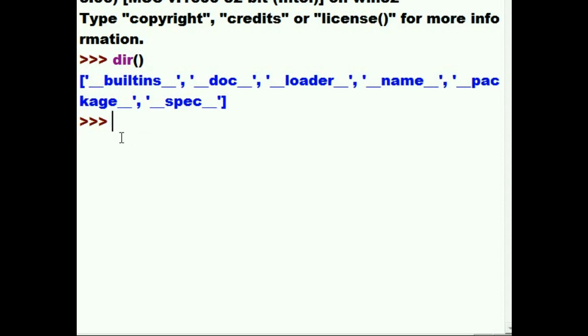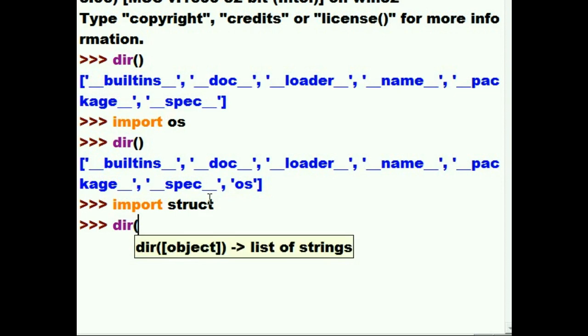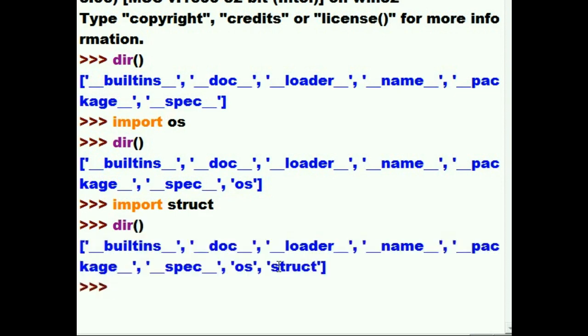Let's change this now. Let's import os. Hit enter. Now let's do a dir again. And ooh la la, now what's in my module namespace? Now I also have the os. Let's do one more. Let's import struct. And now let's do a dir. Now I have these names in my module namespace.